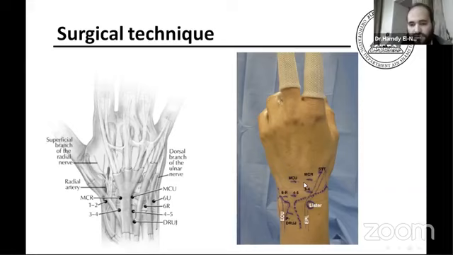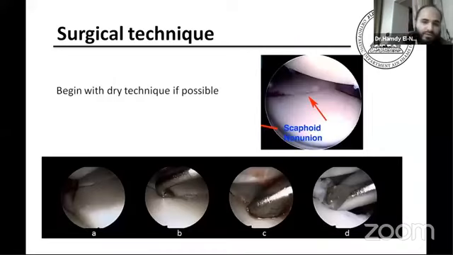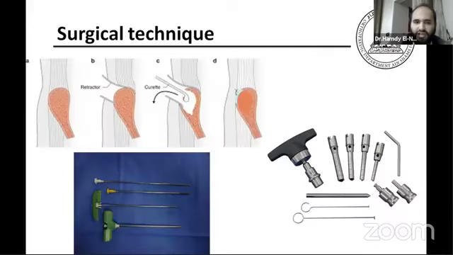And used the radial mid-carpal portal as our working portal. So we start by looking at the fracture site, identifying it, then probing it, using a small curette to debride it, then using 2.5 millimeter or 3 millimeter shavers and burr to debride the fracture site, and see if there's any punctate bleeding in the fracture site in both the distal and proximal fragments.